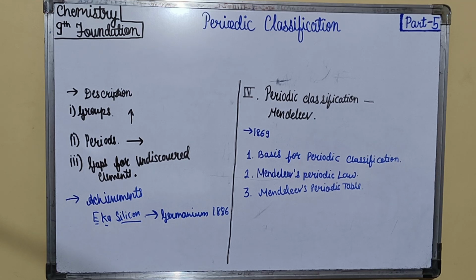Now the properties of germanium matched with the properties of Eka-silicon which he predicted. This made Mendeleev's image and prestige glow in the scientific world.